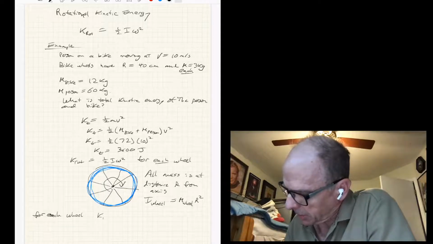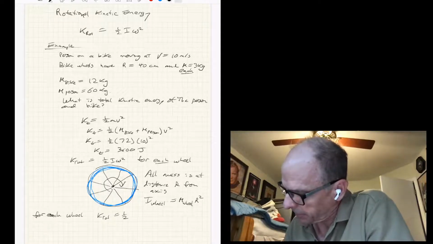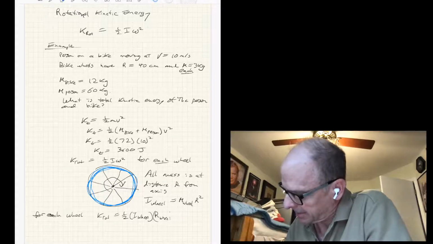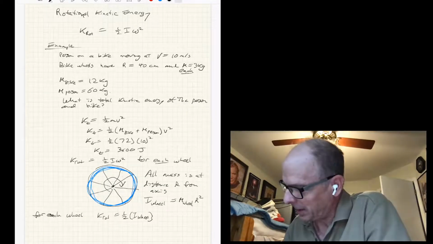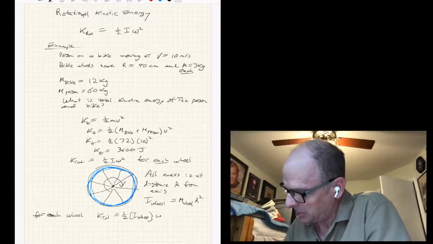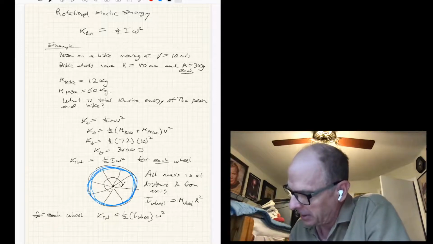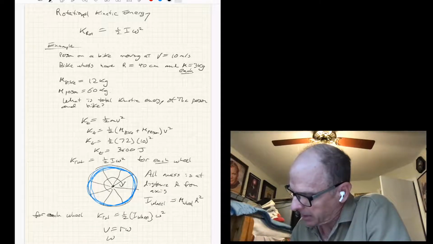we have K rot equals 1/2 times I wheel times omega squared. And remember that the relationship between linear velocity and angular velocity is just v equals r omega, which means that omega is v over r.